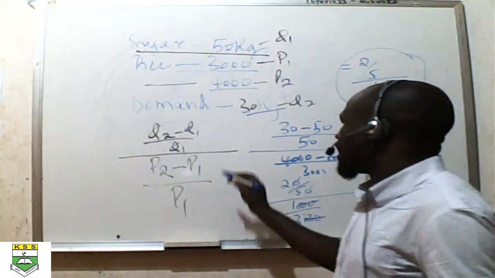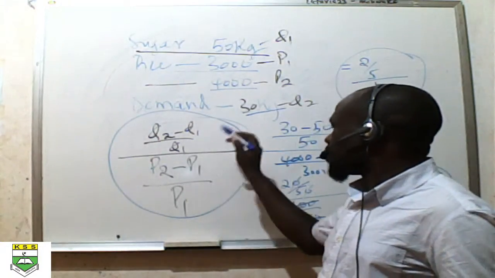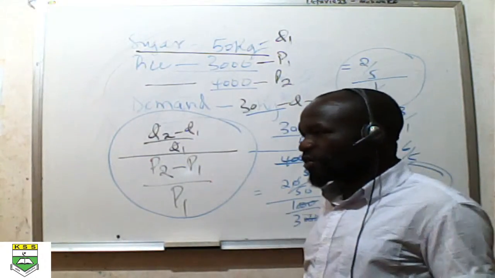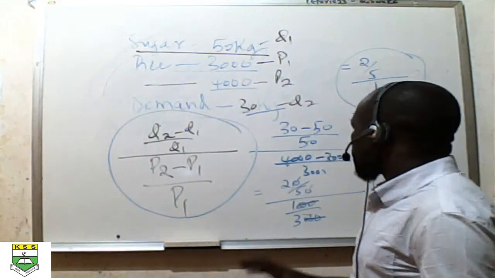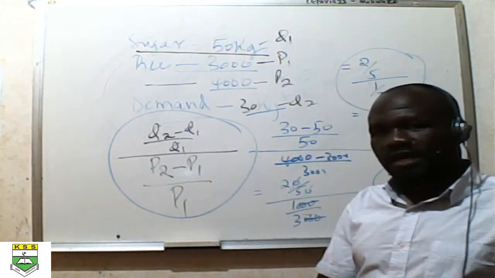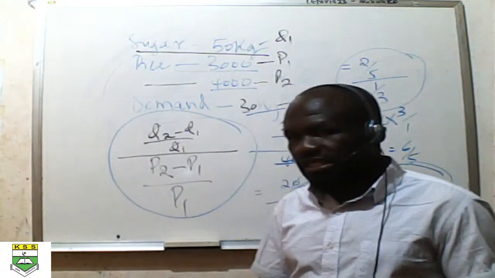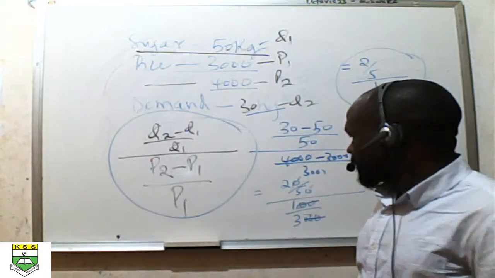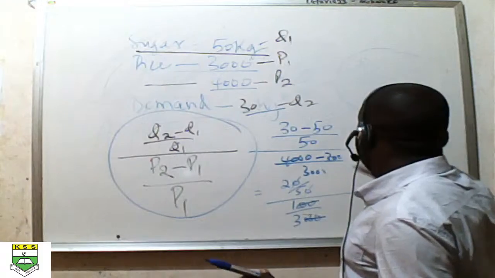What you need to remember is this formula here. If you can remember Q2 minus Q1 over Q1, all divided by P2 minus P1 over P1, you are good to go. Whenever you're given a question, the only things you look for are the original quantity demanded, the new quantity demanded, the original price, and the new price. Okay? So, I hope that is clear.